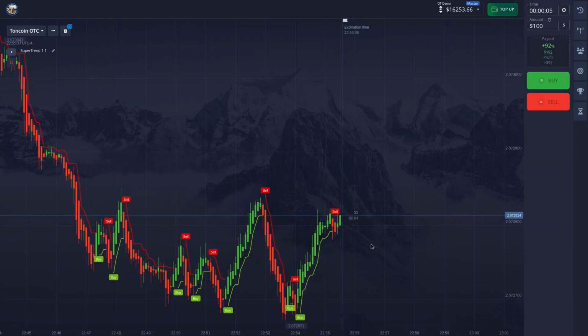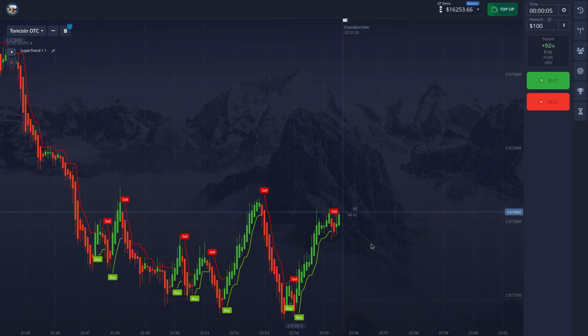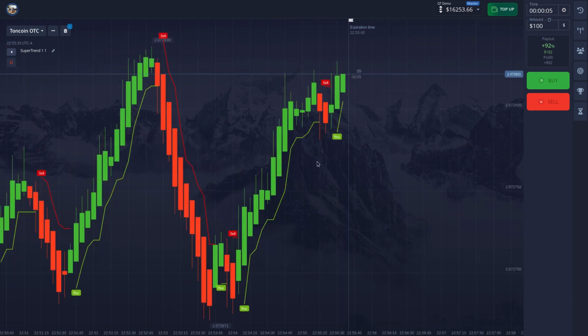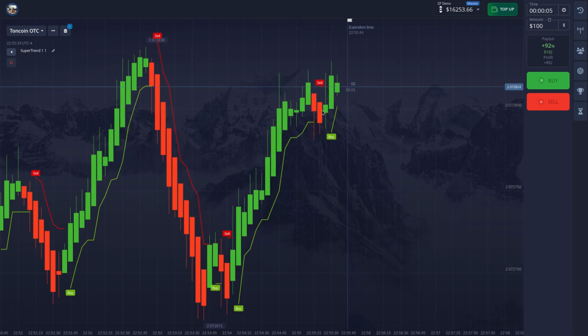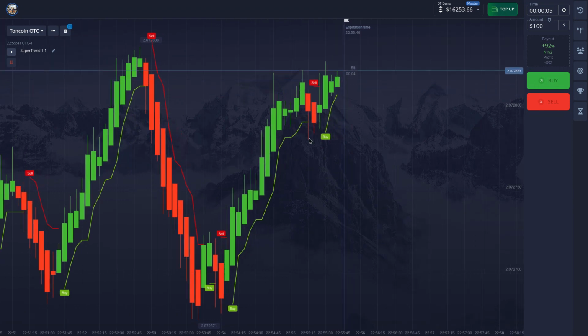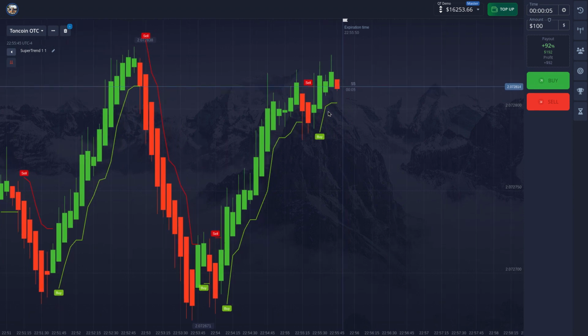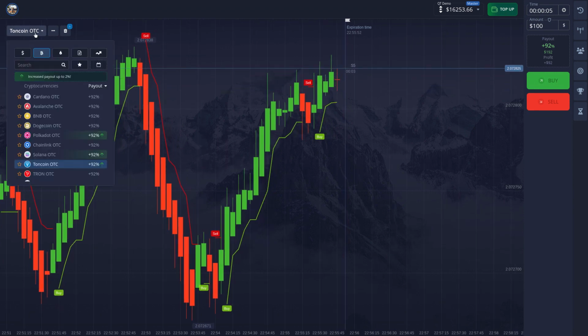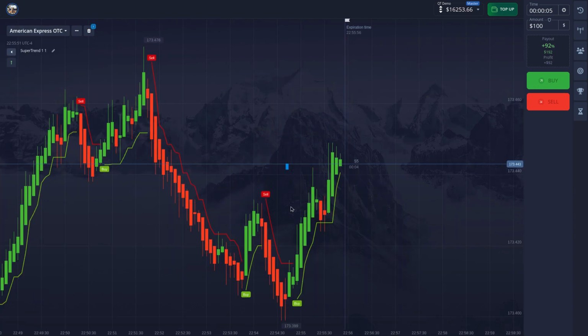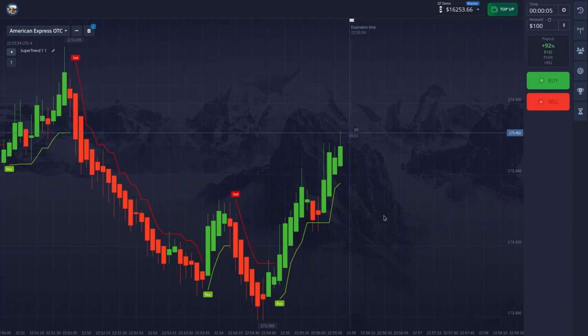It's not always going to print the change exactly right, but if we look at the level they give us, for example, if they give us this level, we'll usually try to follow the break of that level right here, even before it prints the new direction sometimes. Okay, let's pick our asset. We're going to go over here to Amex OTC.